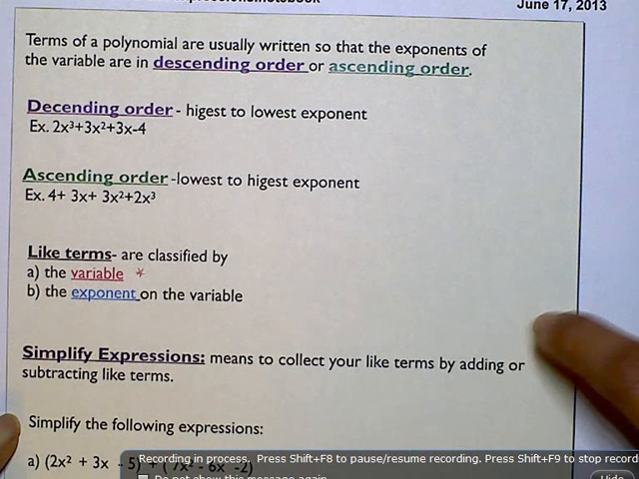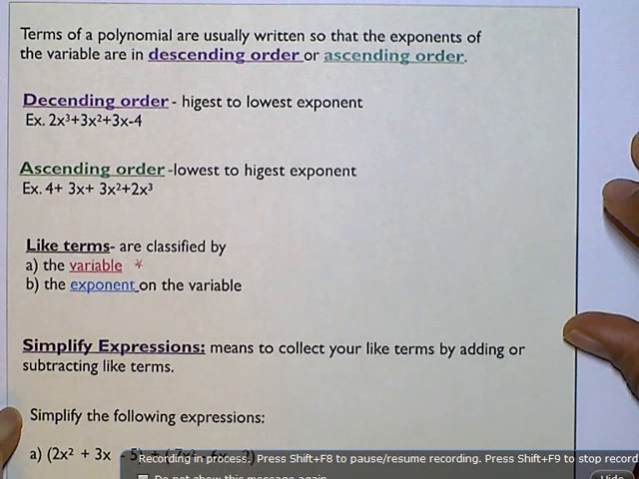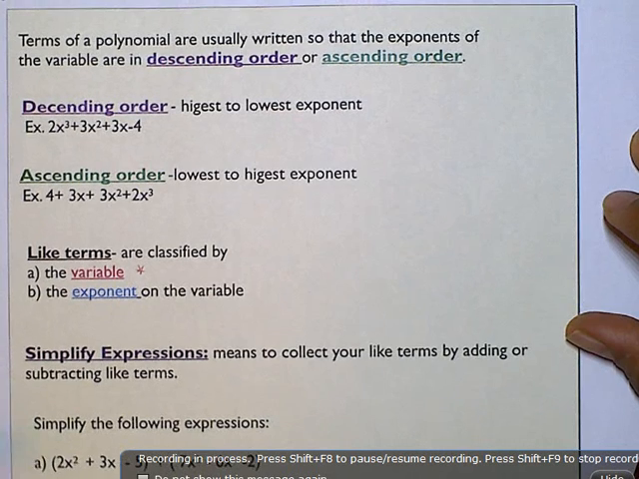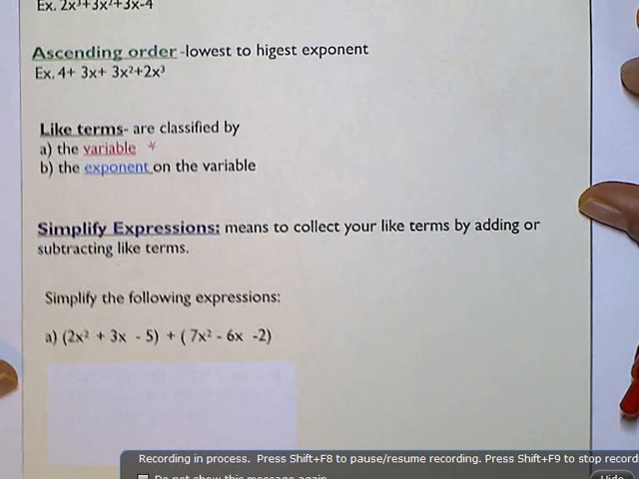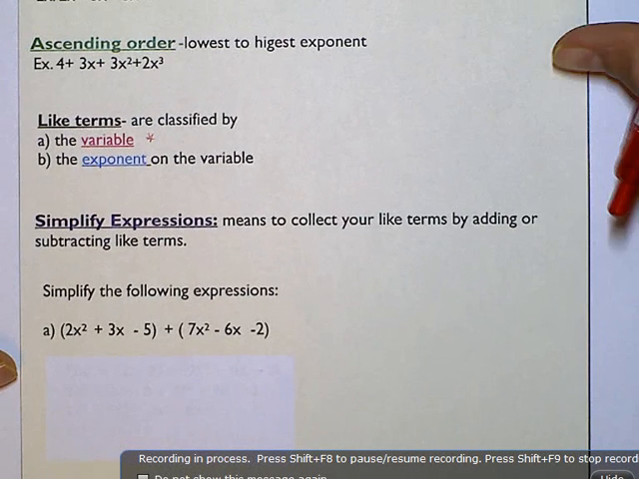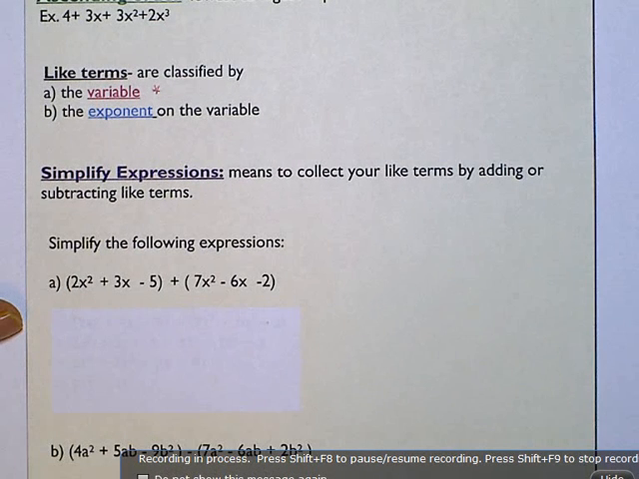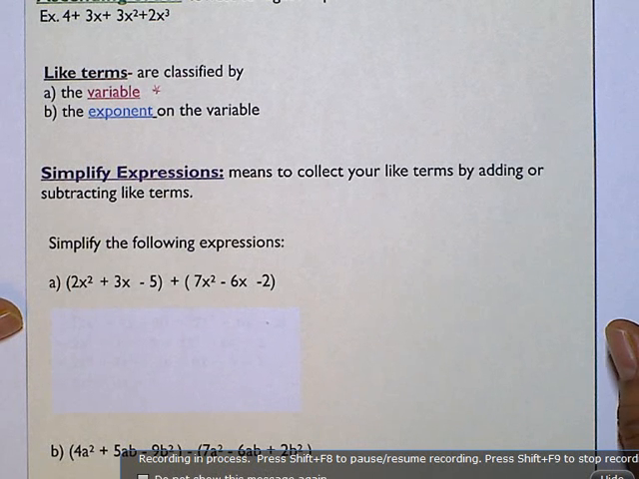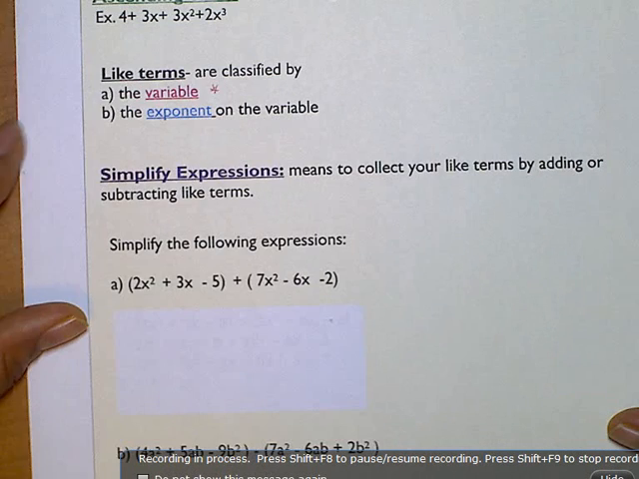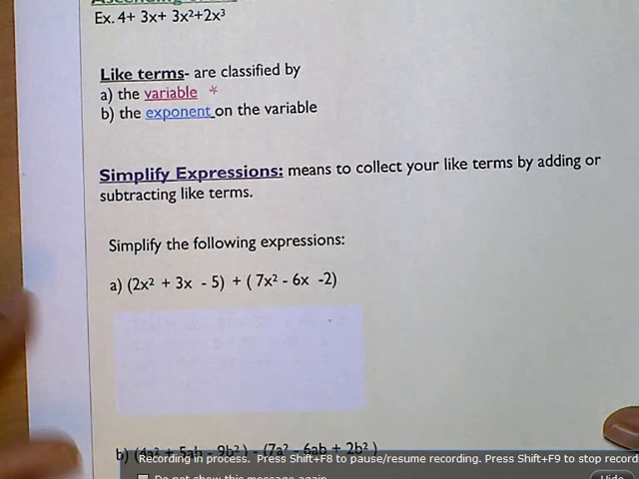So here it is a simplified expression. Simplified expression basically means to collect your like terms either by subtracting or adding your like terms. So an example here is in brackets 2x squared plus 3x minus 5, and adding that expression with 7x squared minus 6x minus 2. So when you're going to do this question, the first thing to do is to get rid of your brackets. So in order for you to get rid of your brackets, you want to make sure that nothing is in front of the brackets.